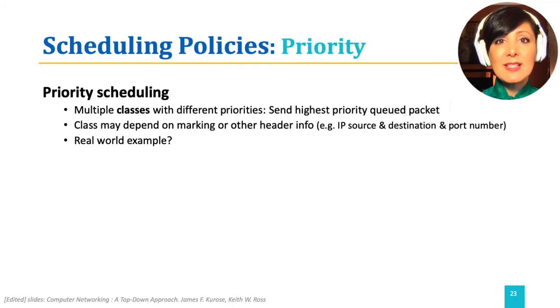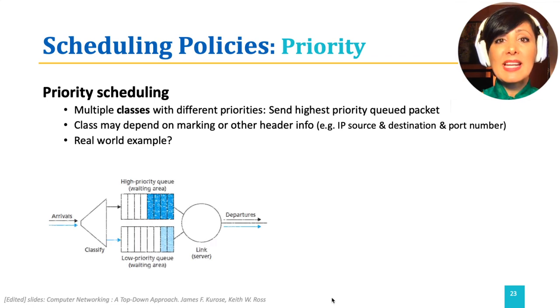Scheduling of the packets could also be performed based on priority. In this method, multiple priorities are defined for packets, and the priority class of a packet may depend on the marking of the packet with that priority or parts of its header information. Using priority scheduling, the packets are queued on different queues based on their priority upon arrival.